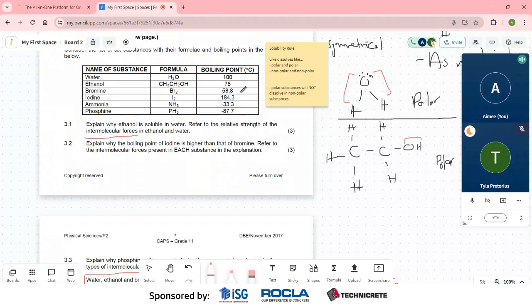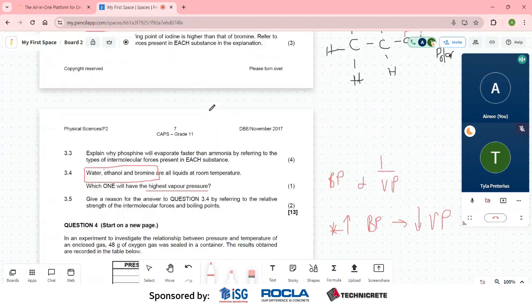Water, ethanol, bromine, which one will have the highest vapor pressure? That's going to be the one with the lowest boiling point, which is going to be bromine. Okay, so bromine. Why? Because out of water, ethanol, and bromine, it has the lowest boiling point, and the lowest boiling point is associated with the highest vapor pressure. Okay, 3.5. Give a reason for your answer to 3.4 by referring to the relative strength of intermolecular forces and boiling points.